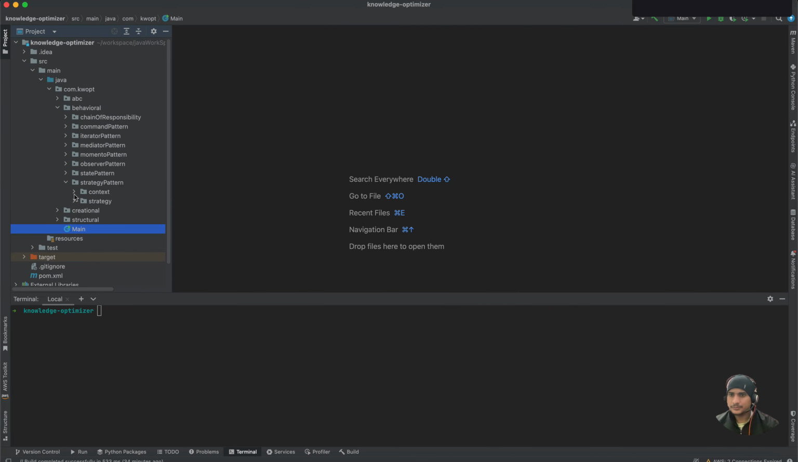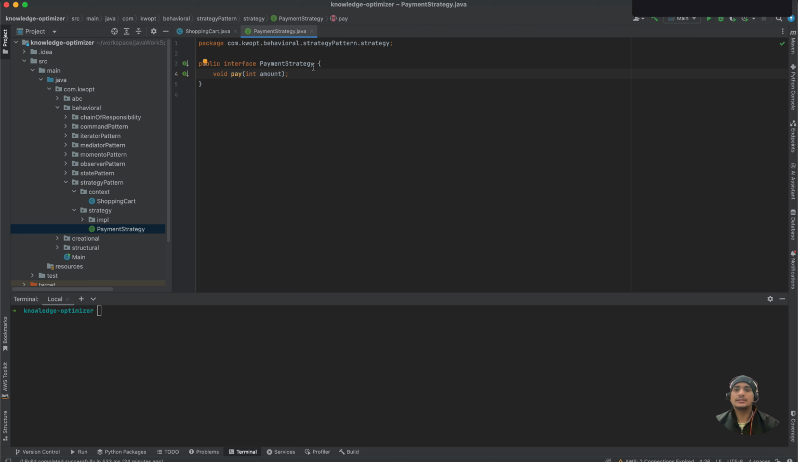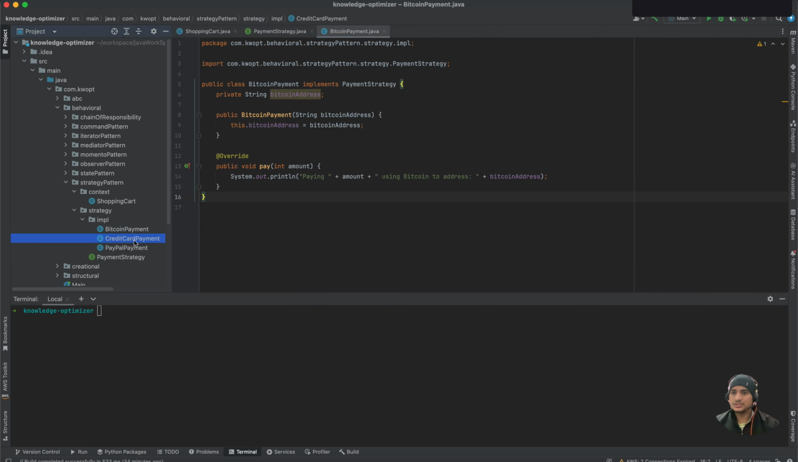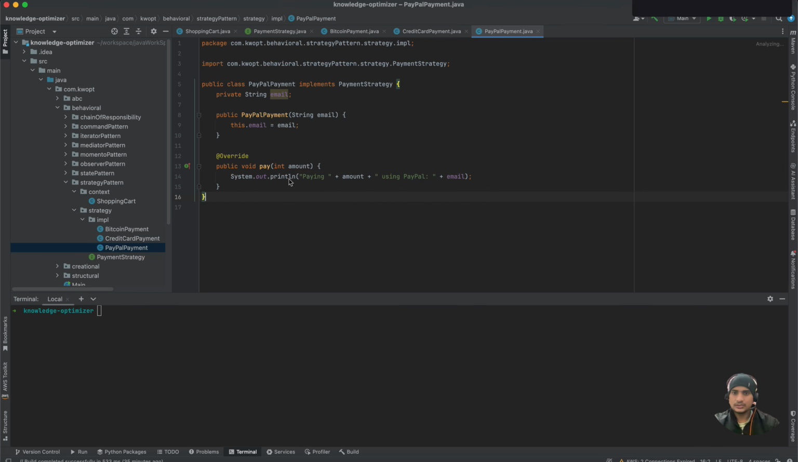See here, I have created a strategy interface. There will be different implementations of it. One is credit card payment, where we take the card number and card holder, and there would be some logic. For now, we have just printed that the payment is being done through credit card. For PayPal we are doing it through PayPal. Similarly for Bitcoin, this is one more strategy we have created.